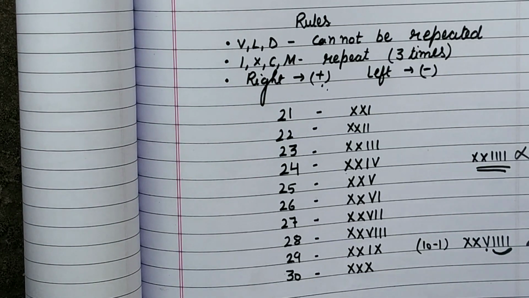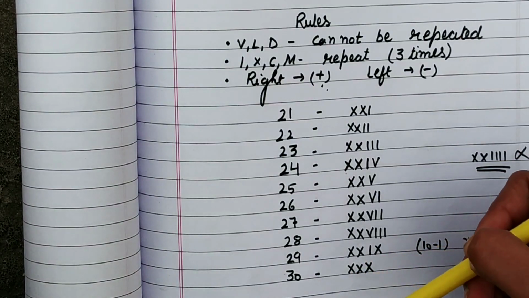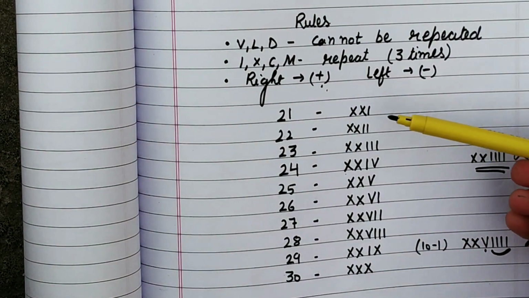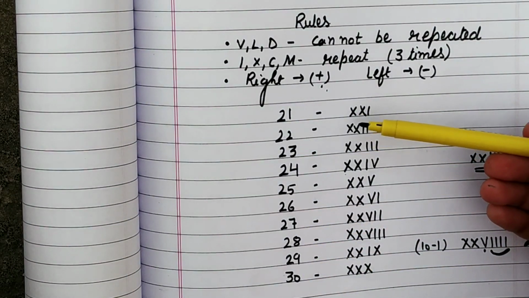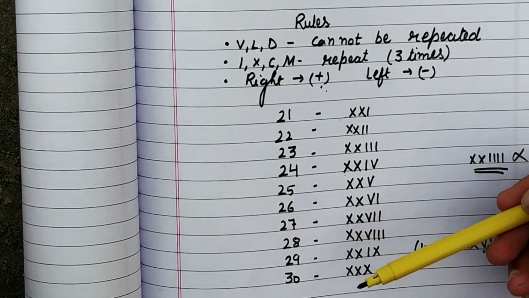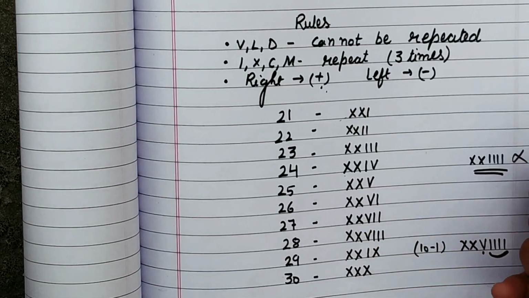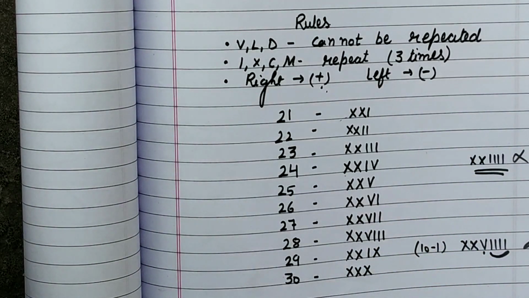Similarly, you have to go for 31 to 40 Roman numbers. The only change will be that here there are 2 Xs because it's the 20s, and in the 30s line it will be 3 Xs in the starting. So go for it and do your homework nicely.